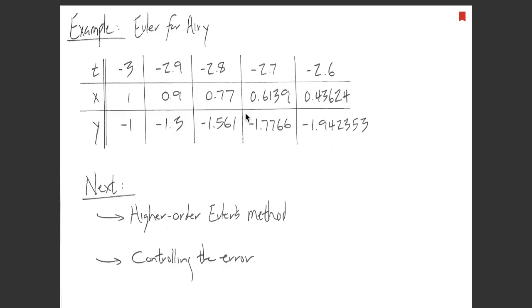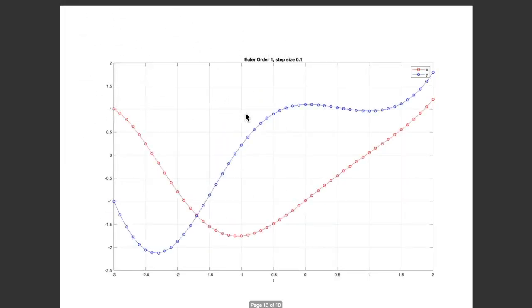Of course, I went ahead and plugged this into MATLAB, and I'm plotting the solutions here. The red approximate solution is x. The blue is y. And so there you see I've carried the solutions forward from time t equals negative 3 to t equals positive 2. So you can see what the computed solutions look like there.